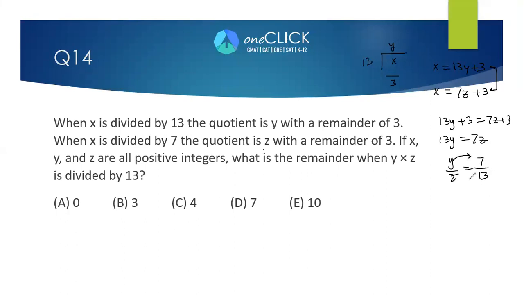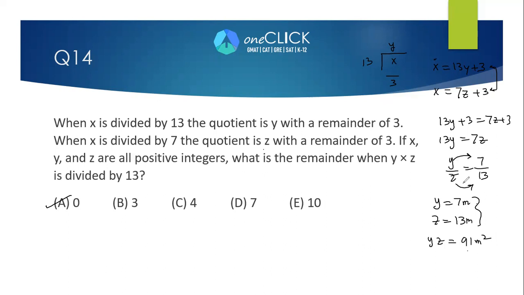That means y corresponds to 7, z corresponds to 13. So we can say that y is a multiple of 7. Okay? If that is the case, then z is a multiple of 13. So the question they're asking is y times z. So that means y times z would be a multiple of 91. Okay, some multiple of 91. And you divide it by 13, clearly it's divisible, right? There is no remainder going to be there. So the remainder is 0. First option.